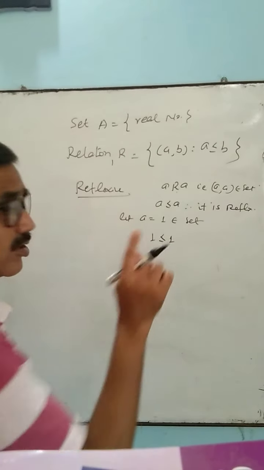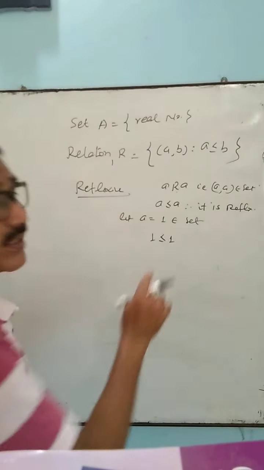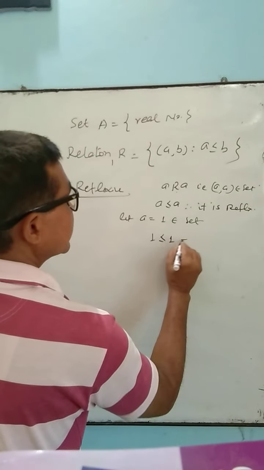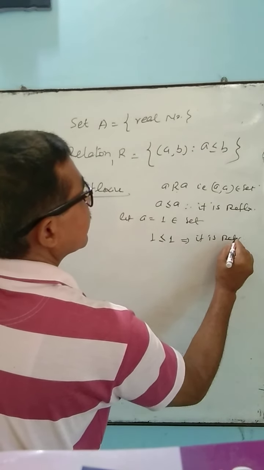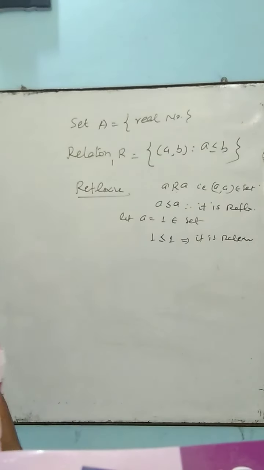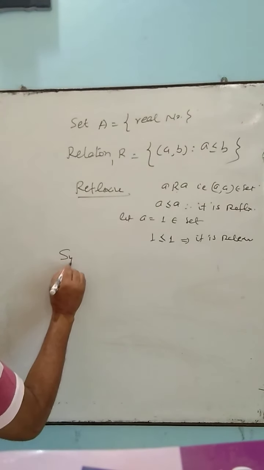1 is less than 1? No. But 1 is equal to 1? Yes. Therefore, this implies it is reflexive. Clear? Now take symmetry.